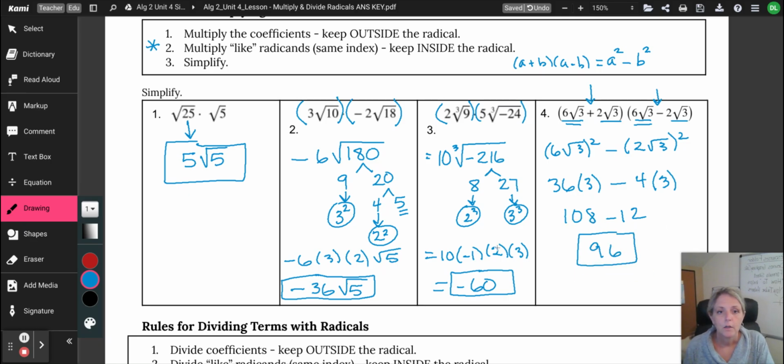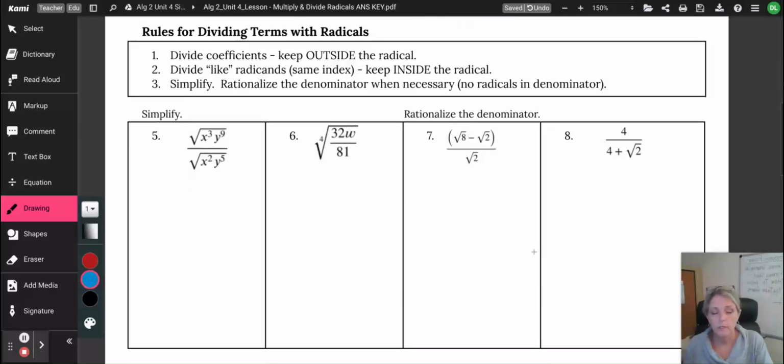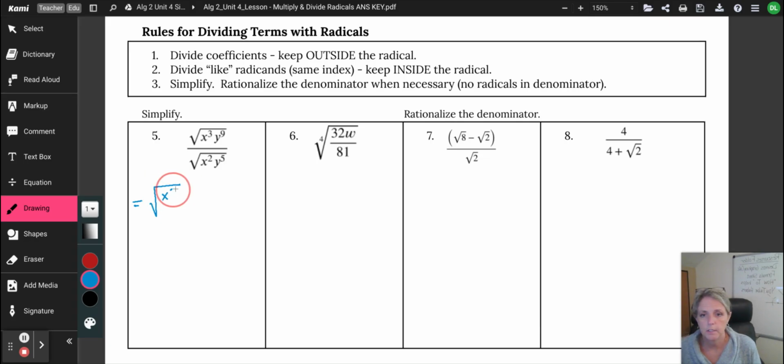Okay. When we are dividing, we're going to follow the division rules for exponents. So remember, when you divide, you have to subtract the exponents. And again, we have to keep our coefficients outside and our radicands inside. If they are like terms, meaning they have the same index number, then we can combine the like terms. So in this first one, I'm going to write this as a square root of just the x's, which is going to be x cubed over x squared.